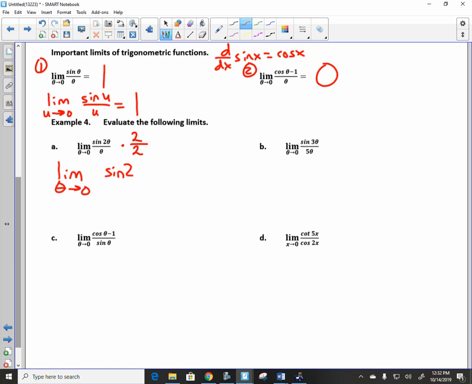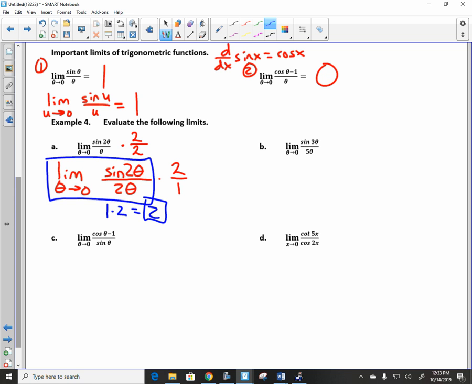sine of 2 theta over 2 theta times 2 over 1. See how I took the 2 and I moved it over here? That's totally legal. Are you fighting it or are you accepting it? What's that limit? 1. That's your result.